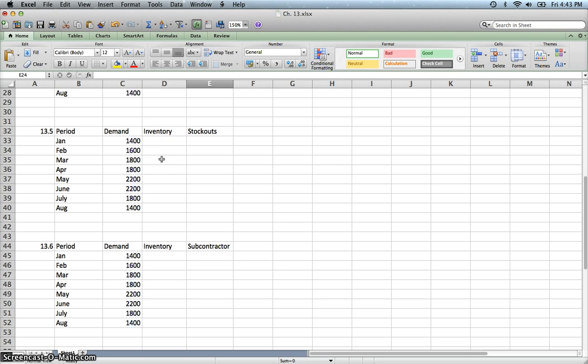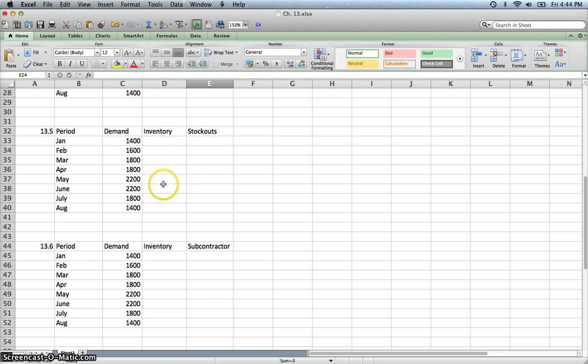13.5, they decide to look at it from the standpoint that we have a stable workforce, but we look at the idea that in the stable workforce we are going to add a little bit to our inventory, and if we don't have enough inventory, then we got to look at a stock out. And then in 13.6, we're also going to look at producing a certain amount of inventory, and anything above that we won't do the stock out, we will subcontract.